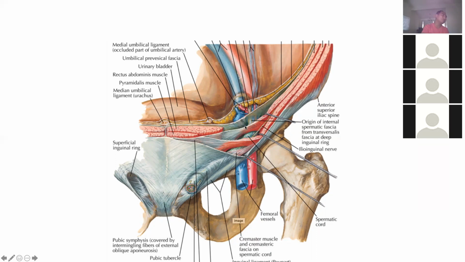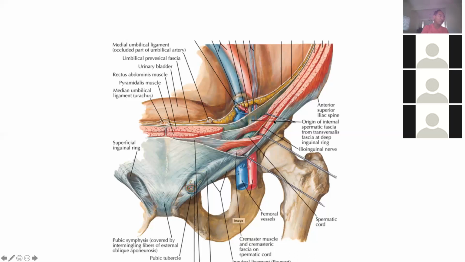External oblique, internal oblique, and transversus abdominis will all fuse in front of the rectus abdominis muscle. Here, posterior to the rectus is only the transversalis fascia. And look at the fibers of the external oblique going to the pubic tubercle, forming a little splitting like that. By splitting, it forms an arch going to the pubic tubercle, and it creates a little defect. This is the superficial inguinal ring.